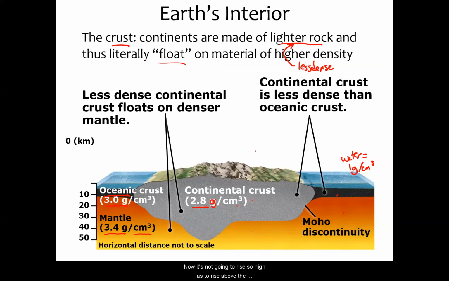Now, it's not going to rise so high as to rise above the water, which is even less dense, right? That water is going to sit on top of the more dense crust. And then the atmosphere, which is even less dense, like 0.01 grams or less per cubic centimeter. I don't know off the top of my head what its density is, but it's way less than water even. The atmosphere is going to sit above that. You're not going to have floating continents, sadly, because of gravity. At least floating continents in the sky or on the ocean. Instead, they float on the mantle.